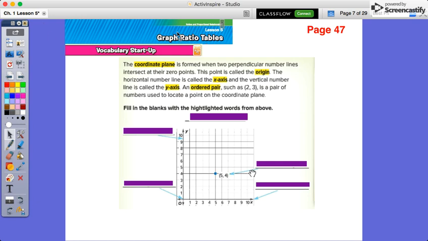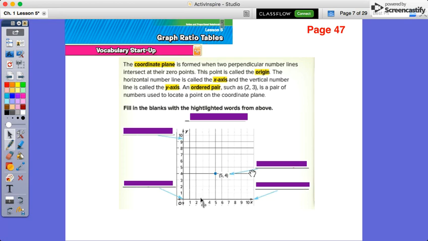All right, Mr. Shank here. I'm going to go through the lesson in your book today on the iPad. So I'm going to try recording my screen and we'll see how it goes. This is the lesson on graphing ratio tables on page 47. For this, you're going to need your math book and a pencil, so make sure you have those two things.